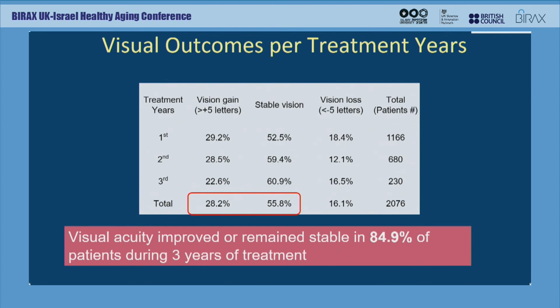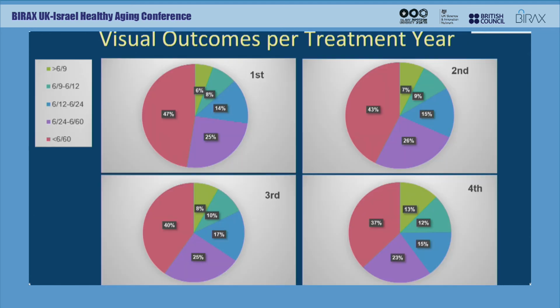What we found very interesting, and very reassuring for us as clinicians, was that we were able to maintain or improve the vision in 85% of the patients over 3 years. This is really a very nice outcome when we compare it to real-world data, where we mostly see that patients lose vision very fast because they are undertreated, and I think this is a nice outcome for our health system.